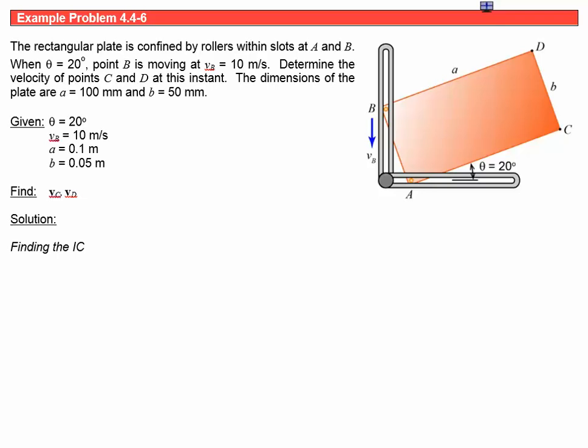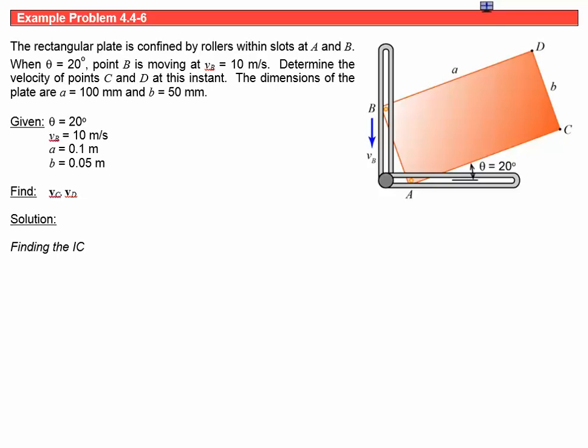This is an example of a rigid body kinematics problem. Let's read the problem statement. The rectangular plate is confined by rollers within slots A and B. When theta equals 20 degrees, point B is moving at 10 meters per second. Determine the velocity of points C and D at this instant. And the plate dimensions are 100 millimeters by 50 millimeters.